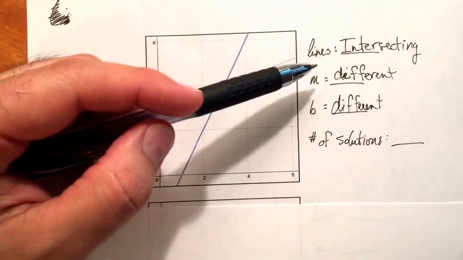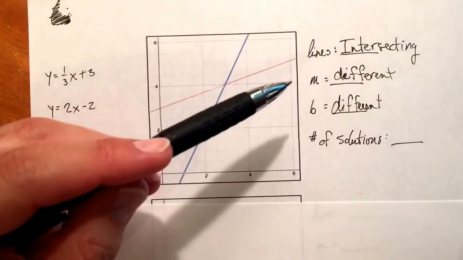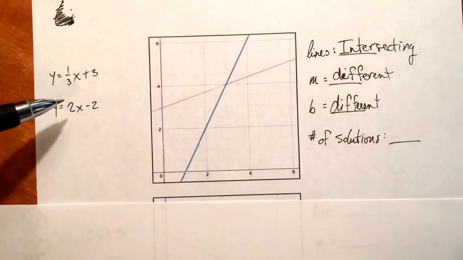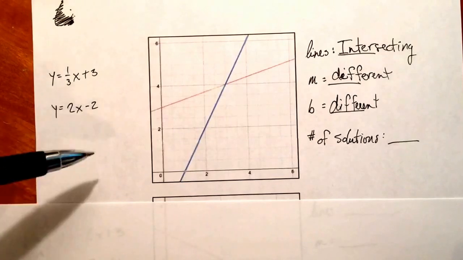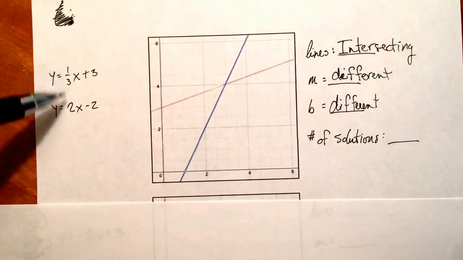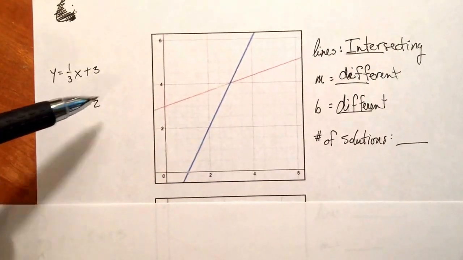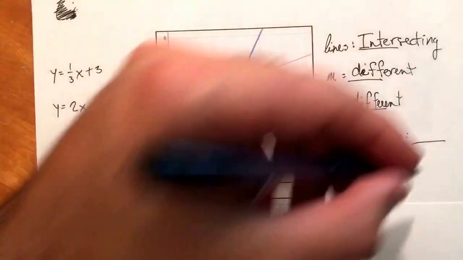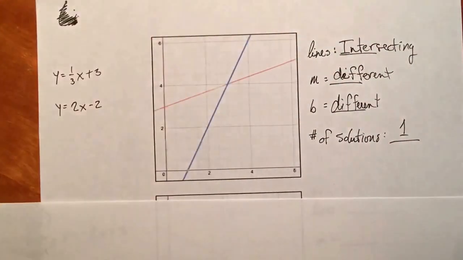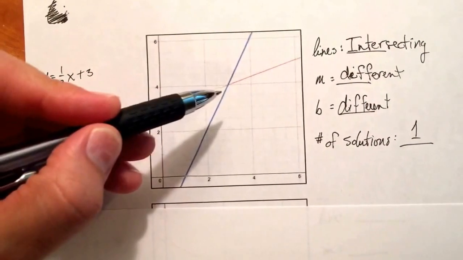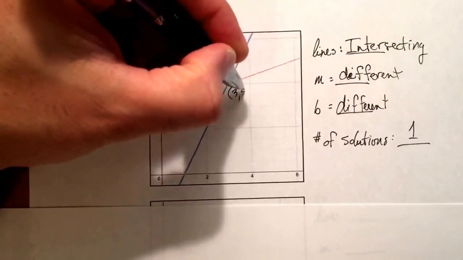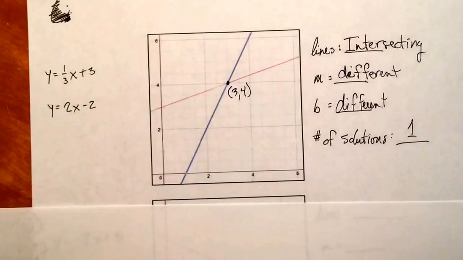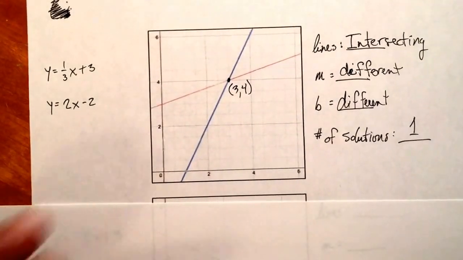When we have intersecting lines where the slope and the y-intercept are different, we can look at the equations and see that these are going to intersect at some point, because the slopes are different and the y-intercepts are different. We know that there is exactly one solution. There's one intersection point. This one happens to be at 3, 4. Well, there's another scenario that we need to look at.